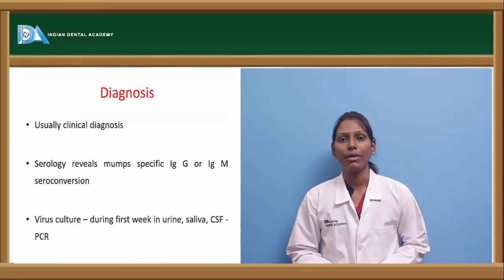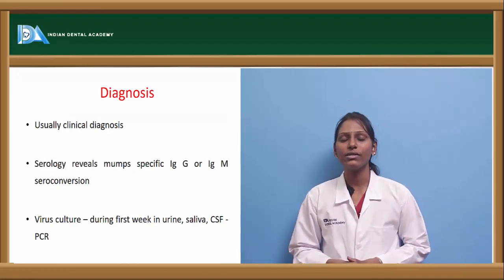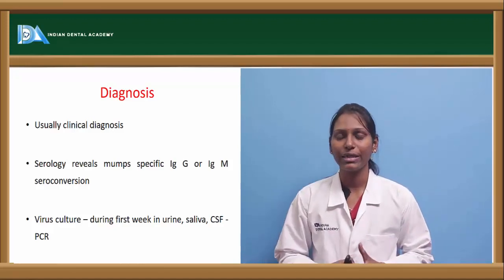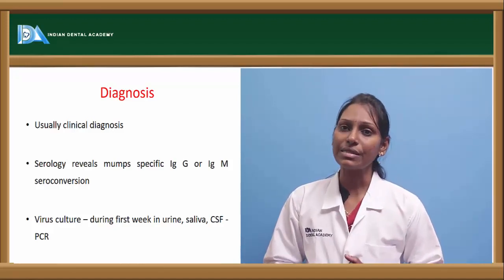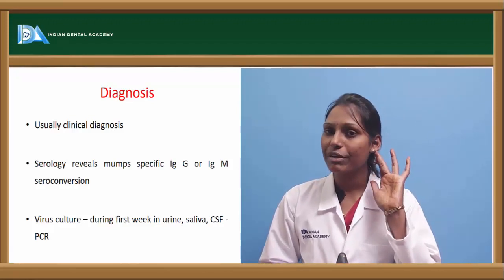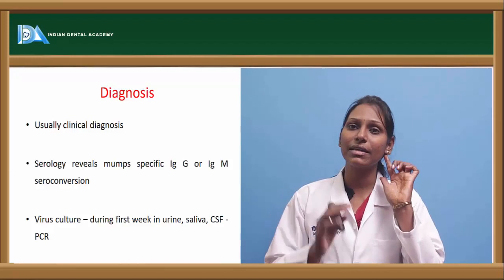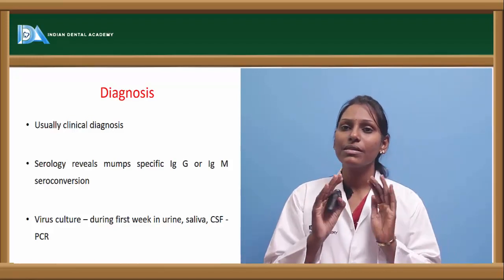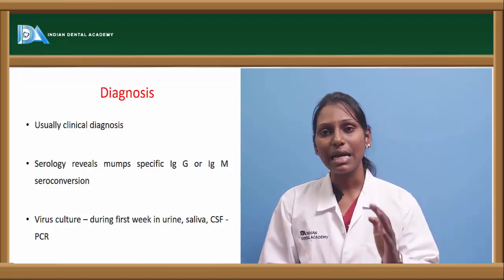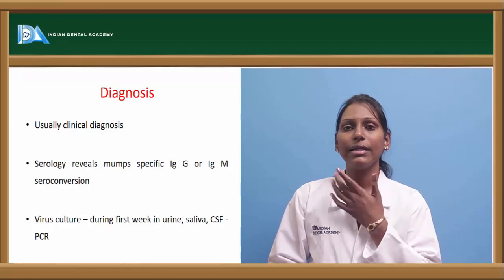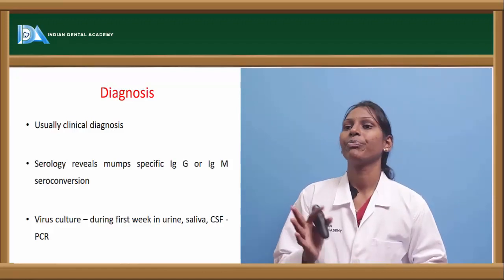Coming to diagnosis of MUMPS, it is usually clinical diagnosis. Clinically, there will be bilateral enlargement of the parotid glands, and the patients usually give history of prodromal symptoms such as fever, and earlobe elevation is a pathognomonic feature. The earlobe will be elevated in these cases because of enlargement of parotid glands. And mostly MUMPS is a bilateral condition. If it starts as a unilateral condition, however, in 24 hours, it turns into bilateral enlargement.